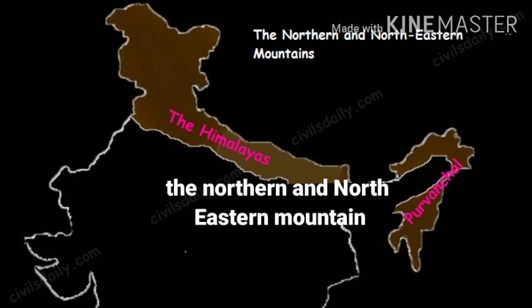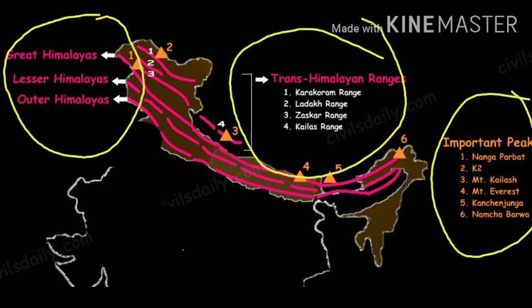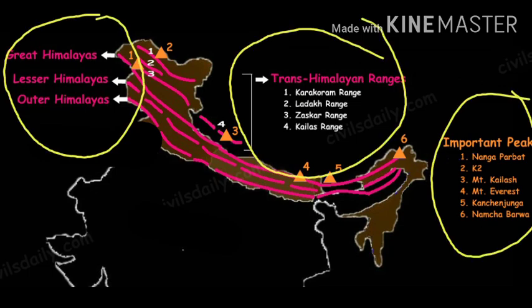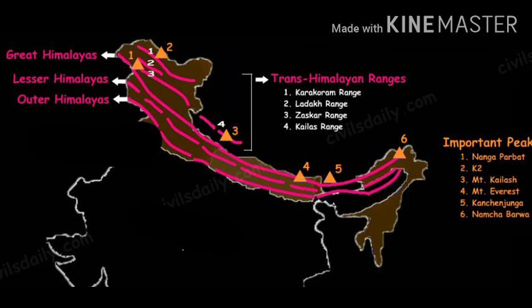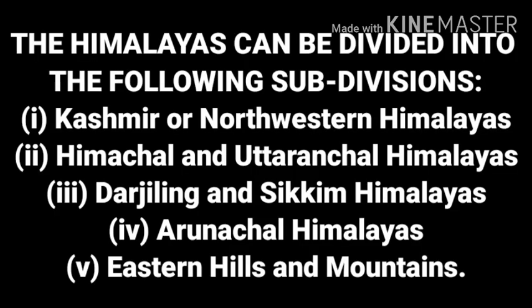Students, the north and northeastern mountains consist of the Himalayas and the northeastern hills. The Himalayas consist of a series of parallel mountain ranges. Some of the important ranges are the Greater Himalayan Range, which includes the Great Himalayas and the Shivalik. Based on the relief, alignment of ranges and other geomorphological features, the Himalayas can be divided into the following subdivisions.